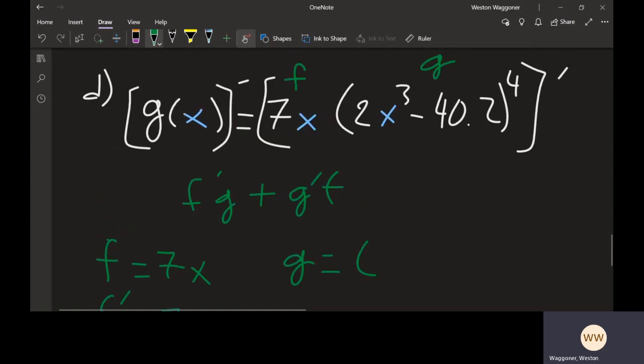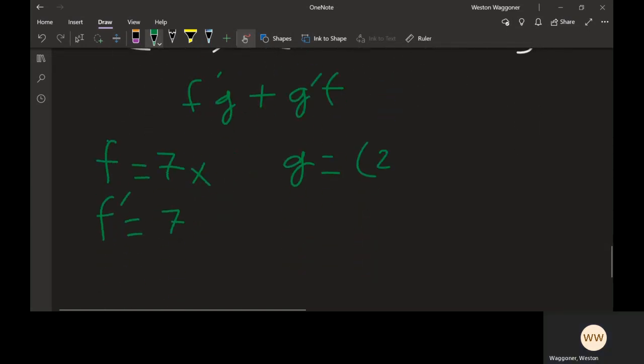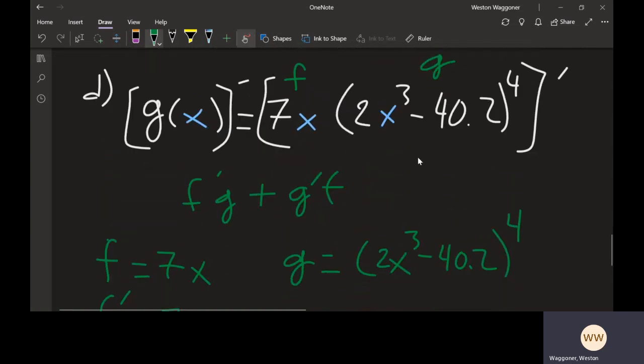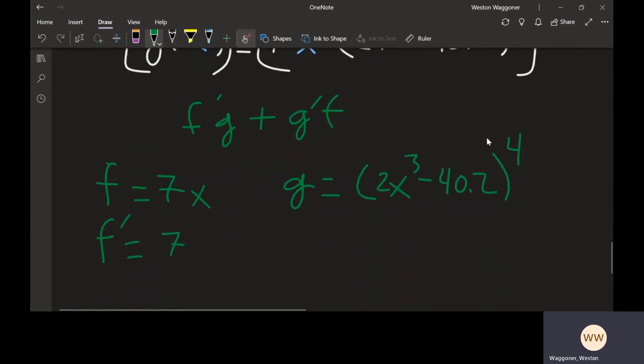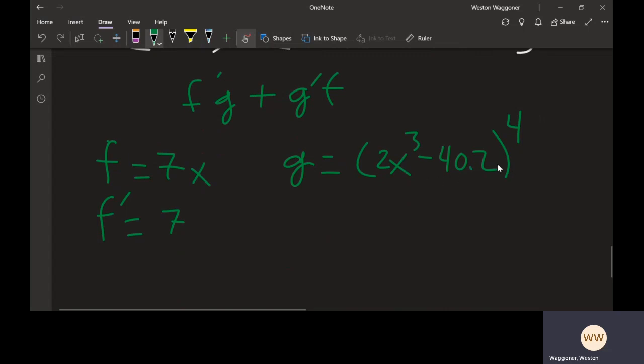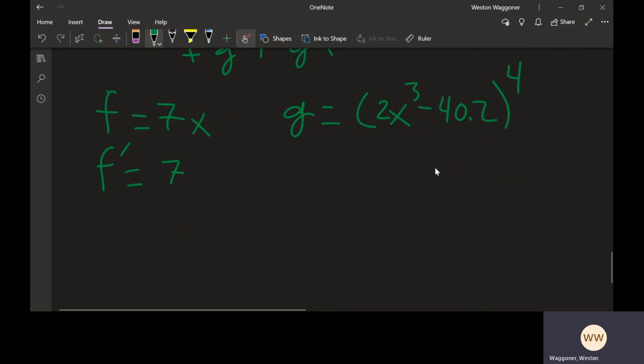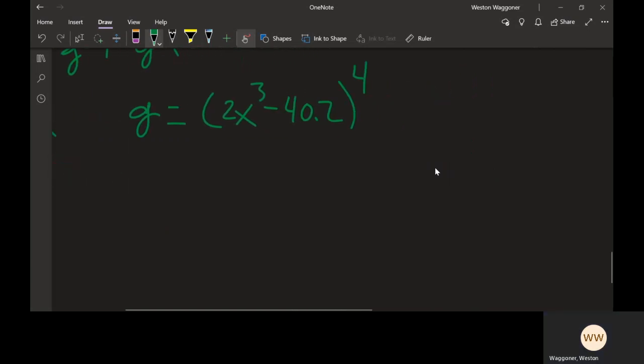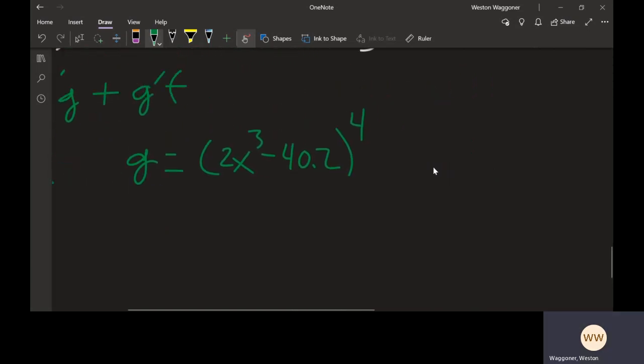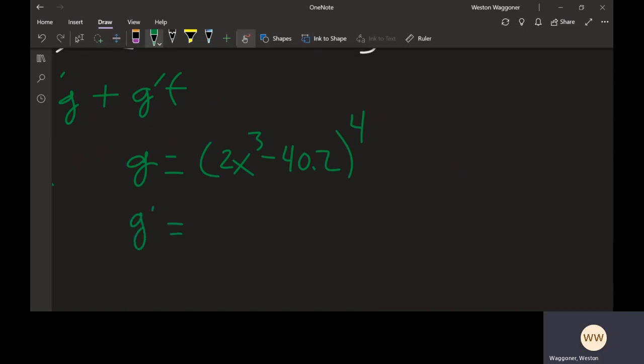So we're going to say g is 2x to the third minus, and we got this weird 40.2 in here. And this is going to be to the fourth power. Just double checking, make sure that we're consistent. Yeah. And the 40.2 is really to almost throw you off, but you'll see it shouldn't be too bad. Okay, so now let's do g prime.